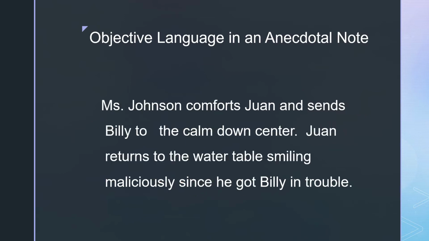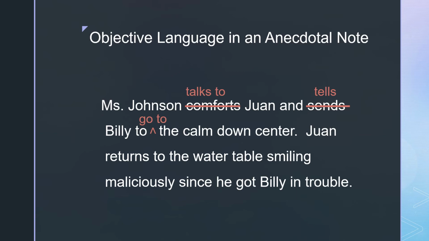The last section, Mrs. Johnson comforts Juan and sends Billy to the Calm Down Center. What is comfort? What does that look like? If she hugs him, we should write hugs. For the sake of this being taken out of context, I'm going to change comforts to talks to Juan. And then I also don't like and sends Billy to the Calm Down Center. Once again, it seems like those two things are related, and I would prefer to keep it a little bit more objective. So I'm going to change it to and tells Billy to go to the Calm Down Center.